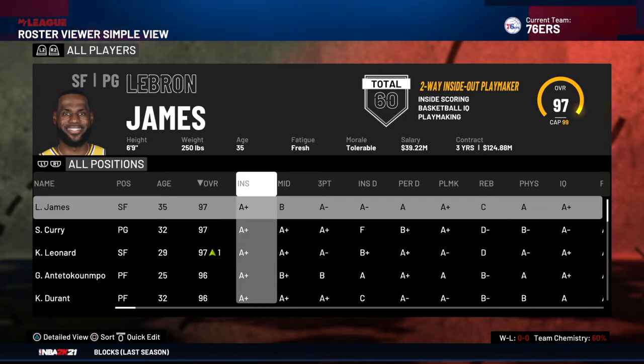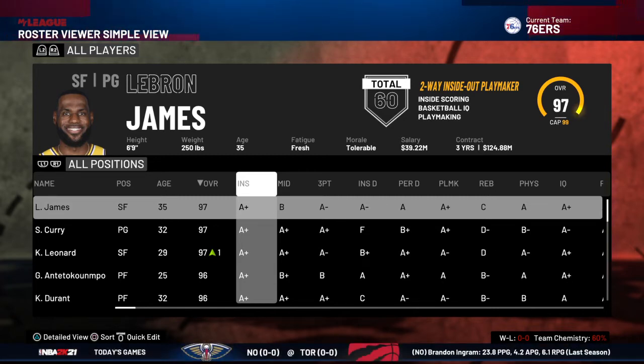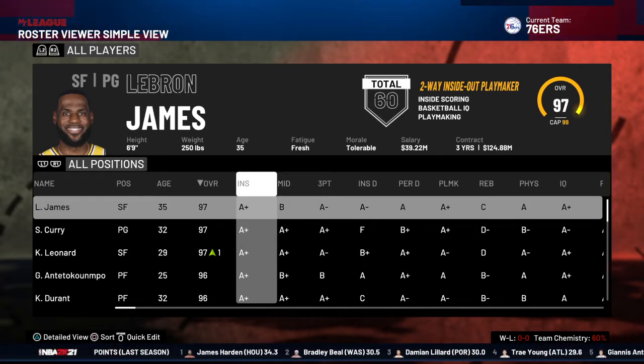Also, with default settings and the auto-gen draft classes, I feel like this was the way that 2K intended the MyLeague to be played, because if it didn't, why would they have the settings on default in the way that they are anyway?